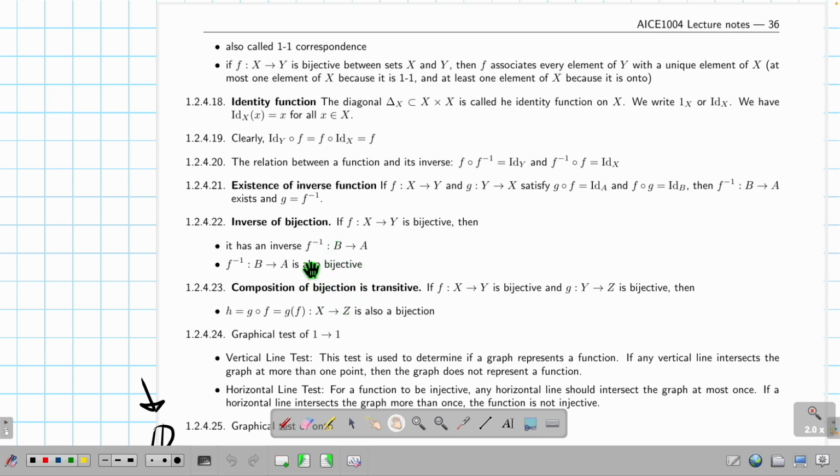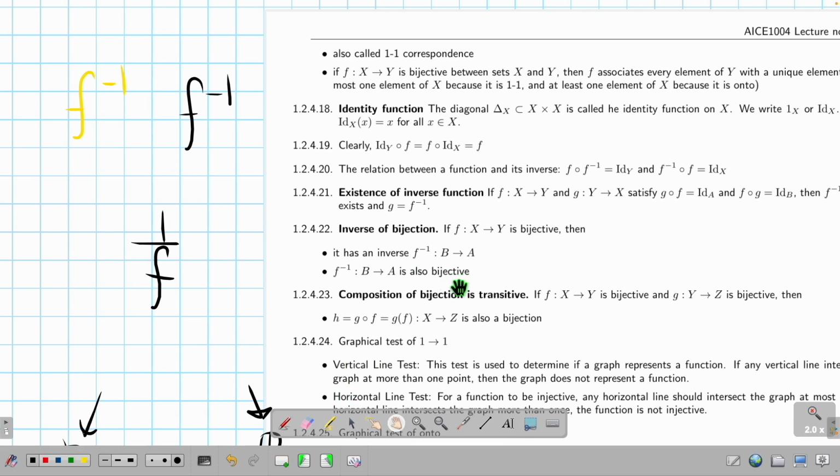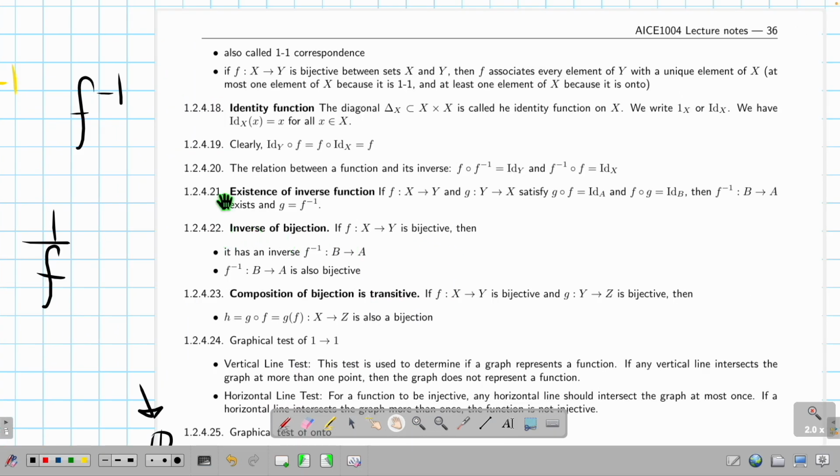Inverse is just written f^-1. Some people may confuse this with a power, okay? It is not this. It is inverse, okay? And then the inverse is also bijective. And here's the funny thing. So let's come back to the thing on top.